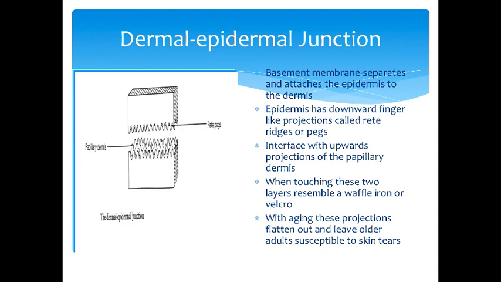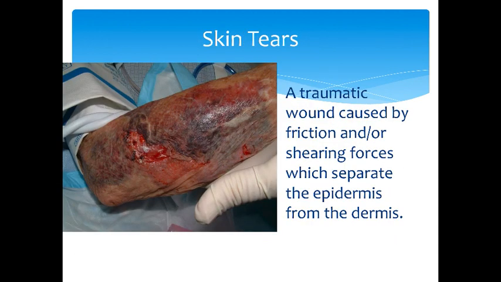So this is why, when patients get older, this junction becomes flatter, so the skin becomes more mobile. They've lost their elasticity, and then they get skin tears. So I'm sure you guys have all probably seen a skin tear. This is a pretty nasty looking one. But what you want to see here is this area here, we call the hood.